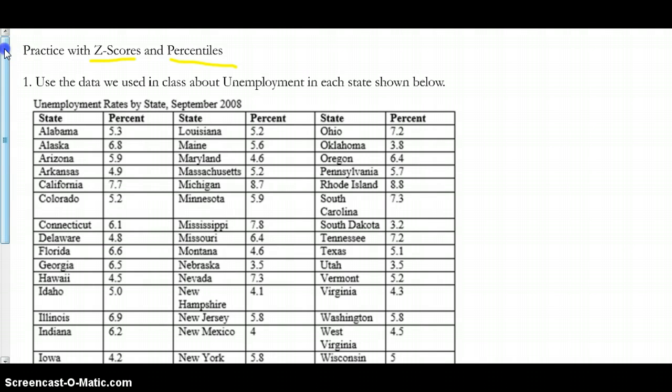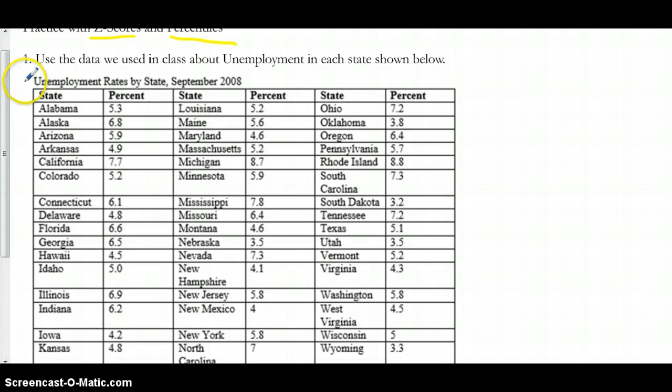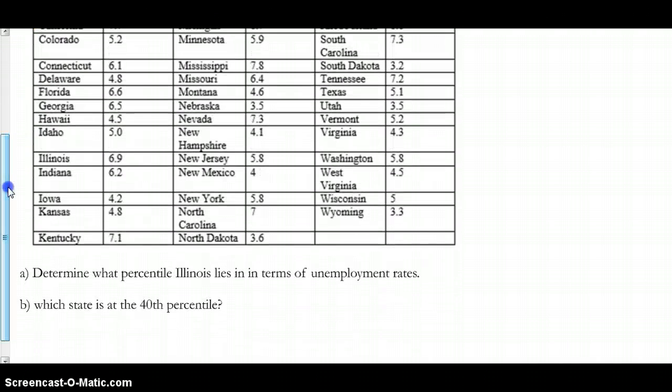You will also need to open a Fathom document that's titled Unemployment Rates by State and order the table smallest to biggest. To do that, go ahead and click on the column that has the percent of unemployment in it. Right click or control click and you'll end up with some choices. Choose sort ascending. That'll mean that your data will be sorted smallest to biggest. Once you have your data sorted, give these two questions a try.